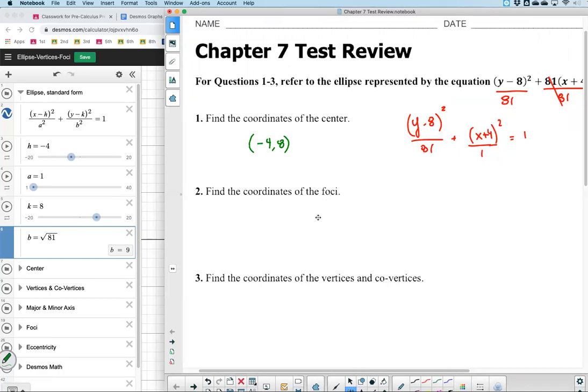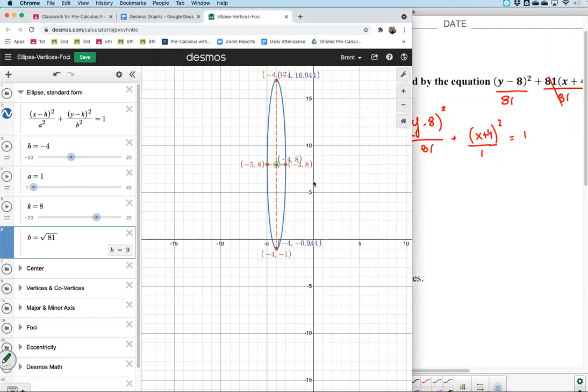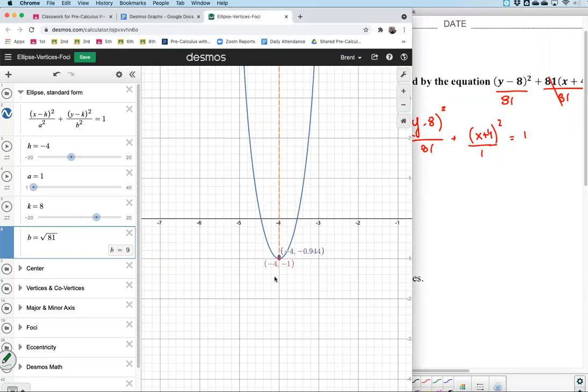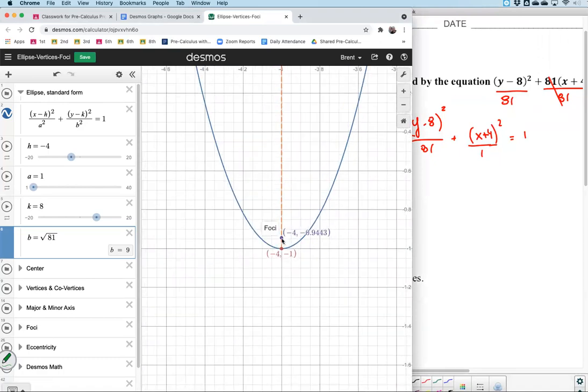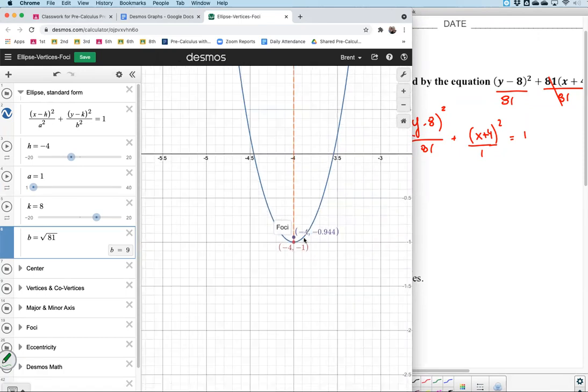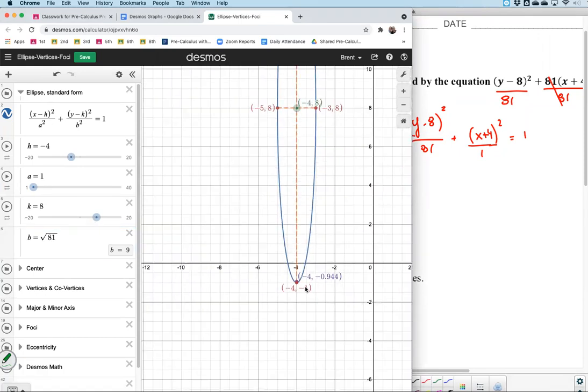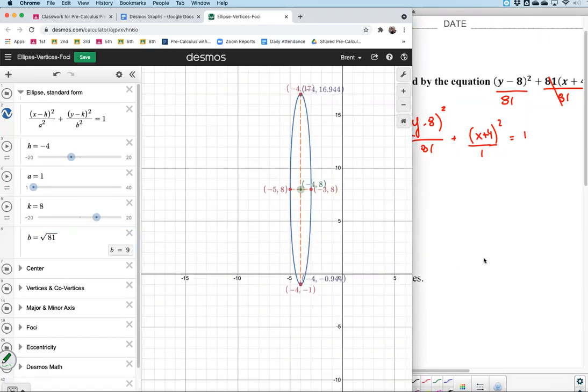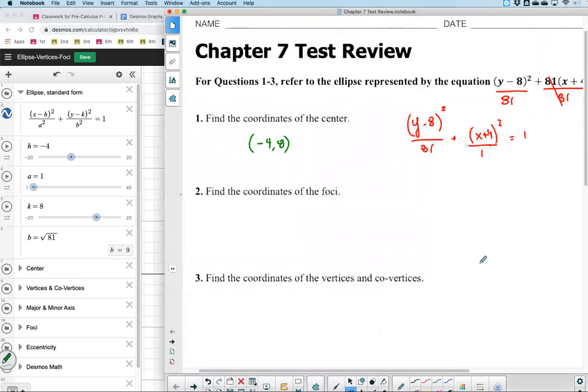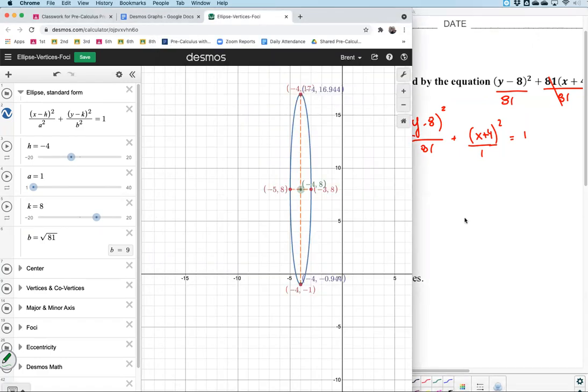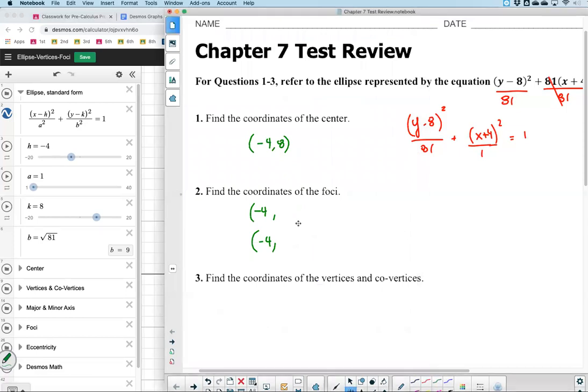Find the coordinates of the foci. So Desmos gives me these values. The foci are here in purple. If you click it, let me zoom in on it, it tells you it's a focus. Here are the 2 coordinates there in purple. Let me zoom out so we can see them both. Both of them are negative 4 on the x. The y value is 16.944.